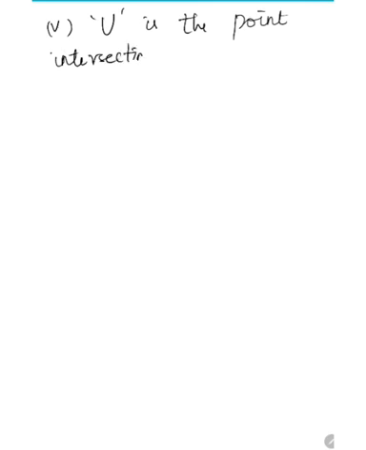The last question is point of intersection of the lines L1 and L5. What is the point intersecting the lines L1 and L5? So U is the point. U is the point intersecting the lines L1 and L5.